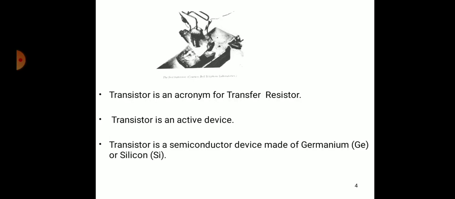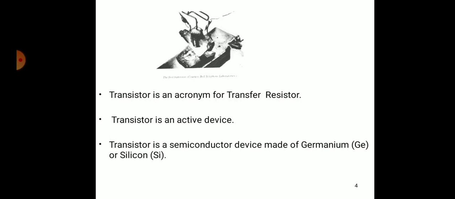How do we make this input and output? The input is made as a high resistance and the output is made as a low resistance terminal. So the signal is transferred from the high input resistance to the low output resistance. That's why it is called a transfer resistor. The transistor is an active device. Transistor is a semiconductor device made of germanium or silicon.